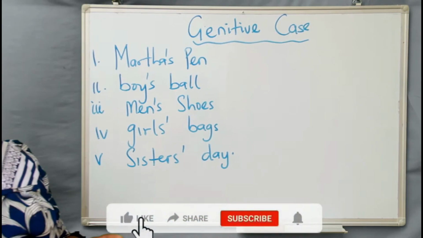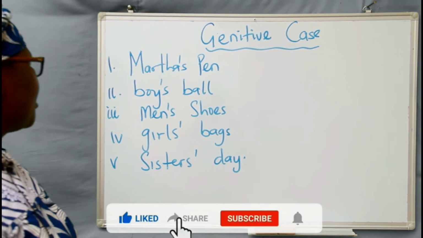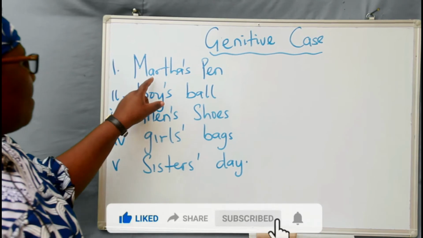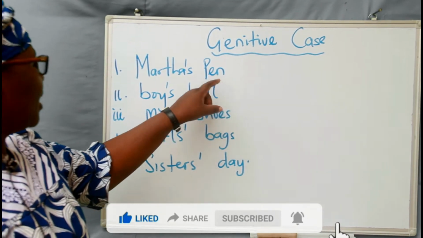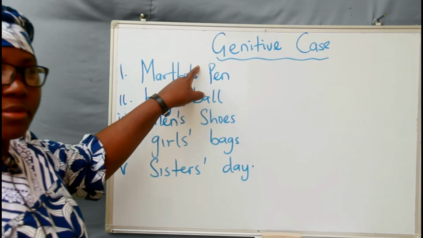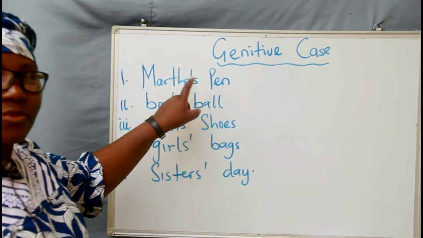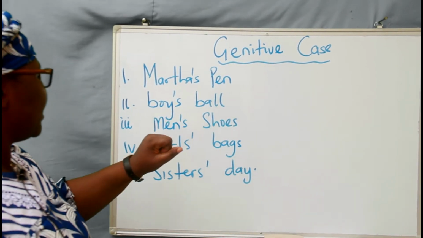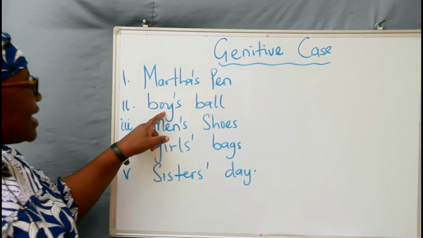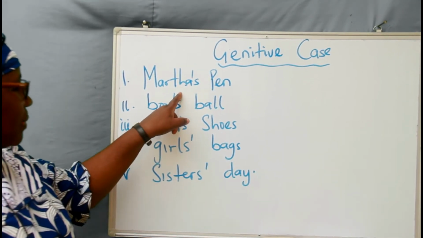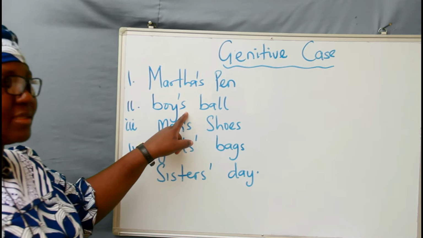Follow me. Here in these examples, we have Martha's pen. Martha here is a singular noun. We add the apostrophe and then an S to show possession, and then the pen. Number two, again, we have a singular noun, boy. Then you put the apostrophe and an S.